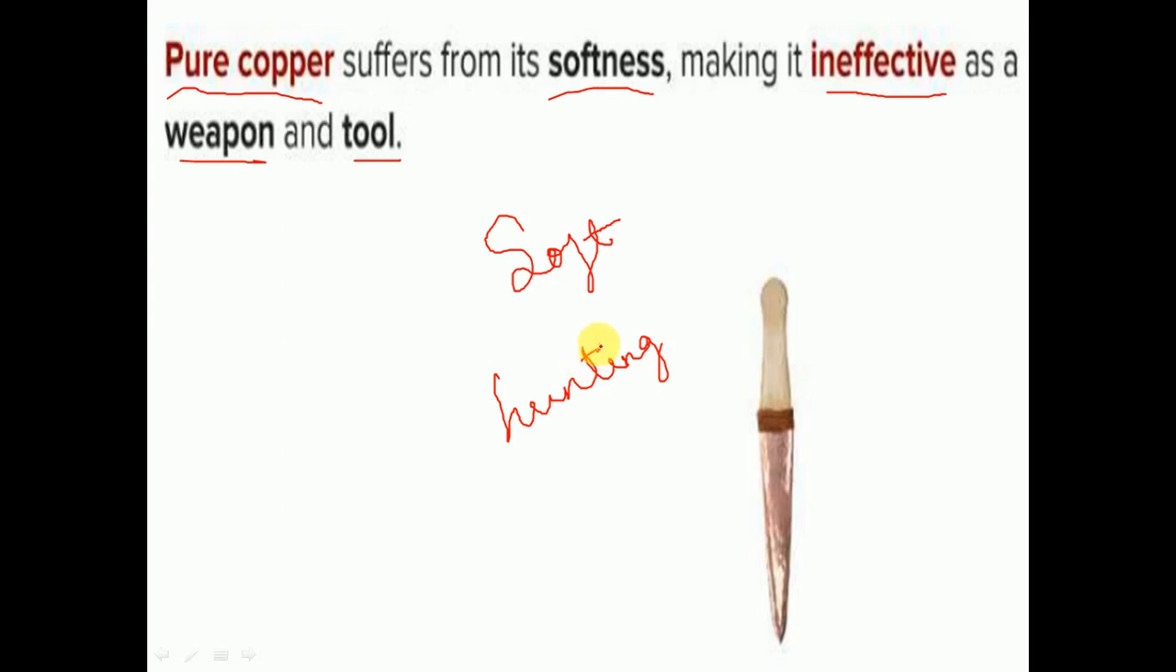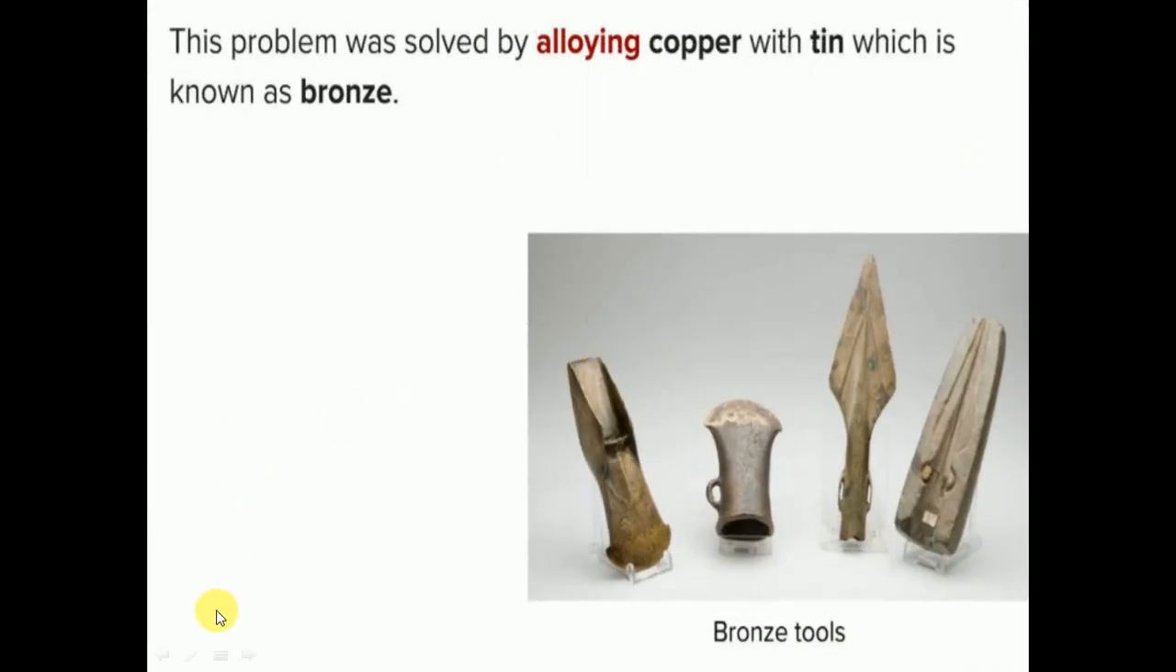So then what happened is that they started making alloys. They found out something new. They were making an alloy of copper by adding tin, which formed something called bronze.